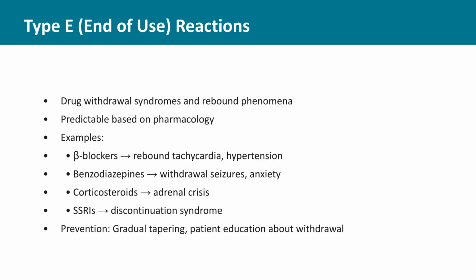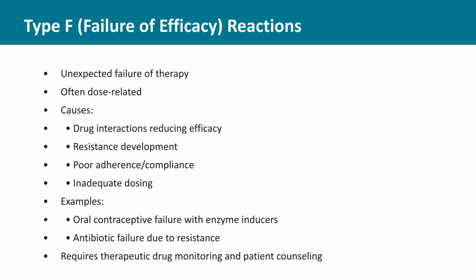Type E, or end-of-use reactions, are withdrawal syndromes and rebound phenomena, predictable upon drug cessation. Gradual tapering and patient education are key preventative measures. Type F, or failure of efficacy reactions, involve an unexpected failure of therapy, often due to drug interactions, resistance, or inadequate dosing. This requires therapeutic drug monitoring and patient counseling.